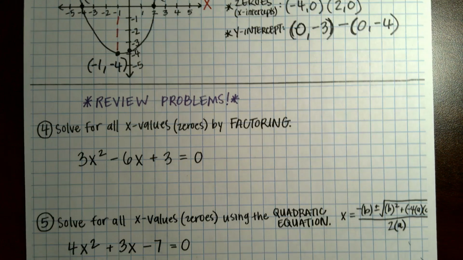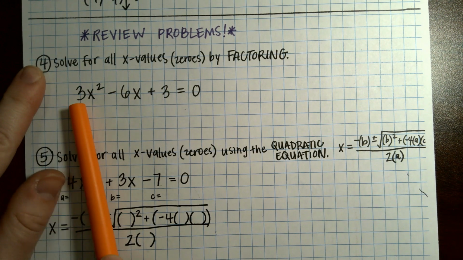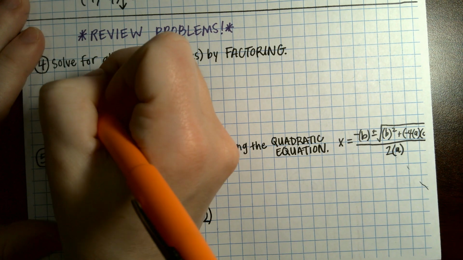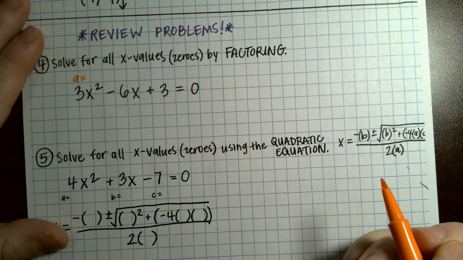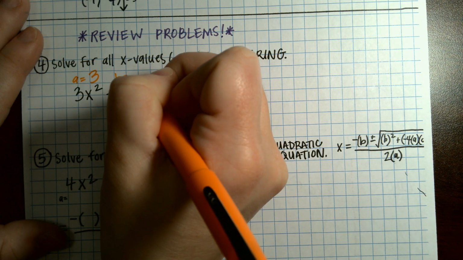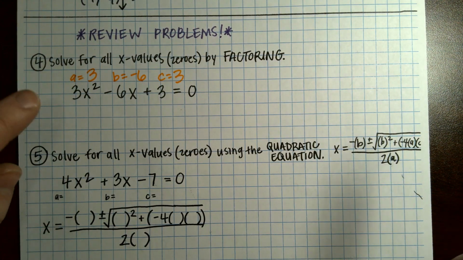Okay, so let's look at number 4. We're kind of throwing it back here a little bit. We have not talked about factoring in a few days at least. Somebody tell me, how do I solve for x here by factoring? What do I need to do first? Identify A, B, and C. Yeah, let's identify our A, B, and C. What's my A? 3. B? -6. Good. And C? 3. Wonderful. And then you write your equation.